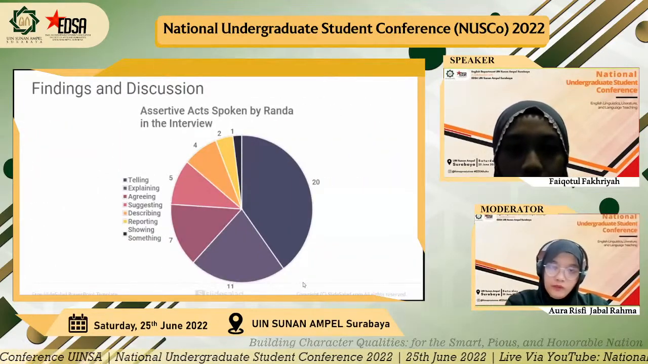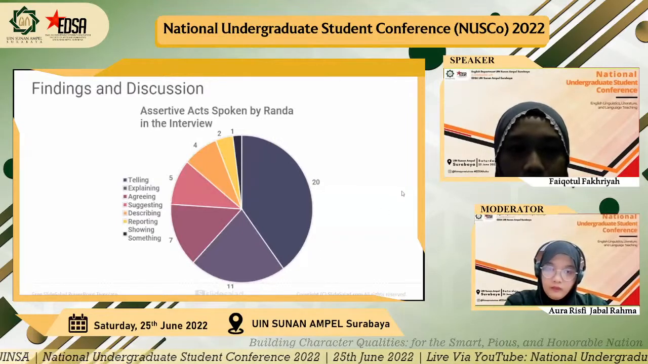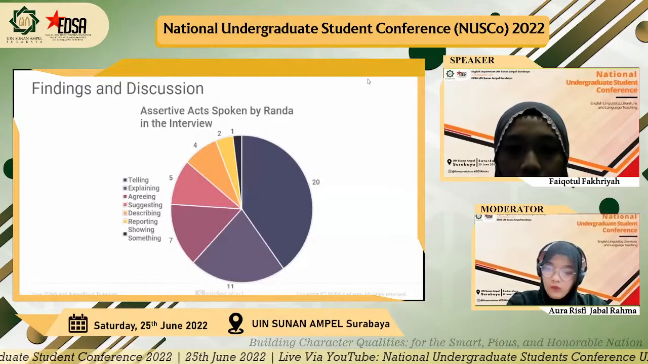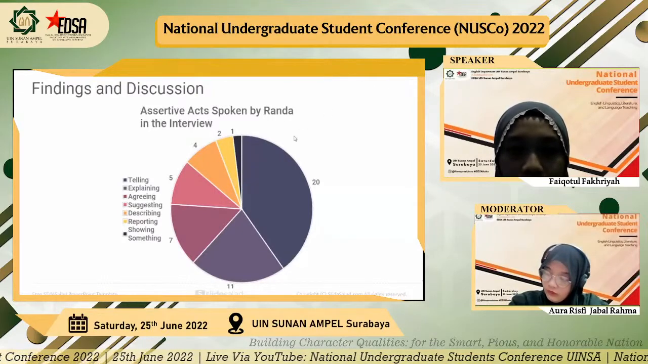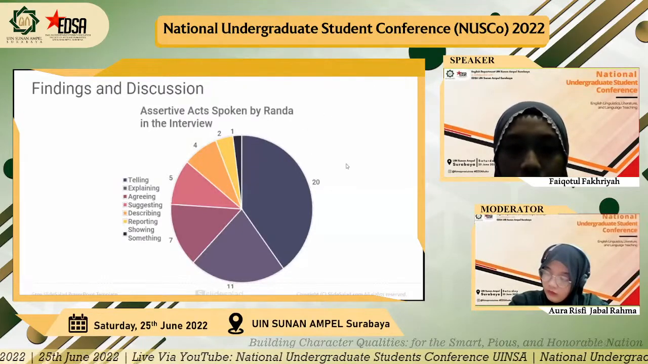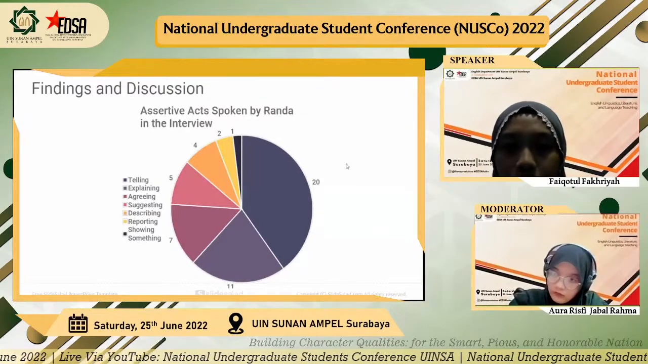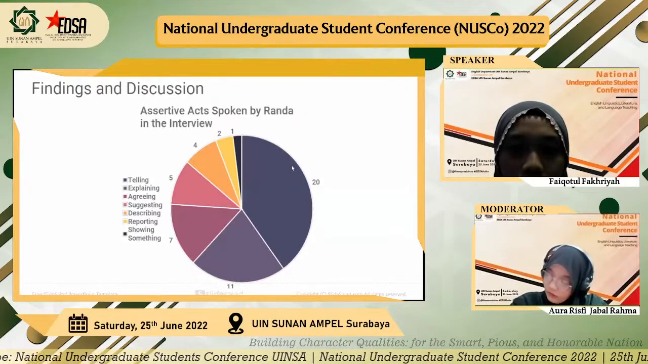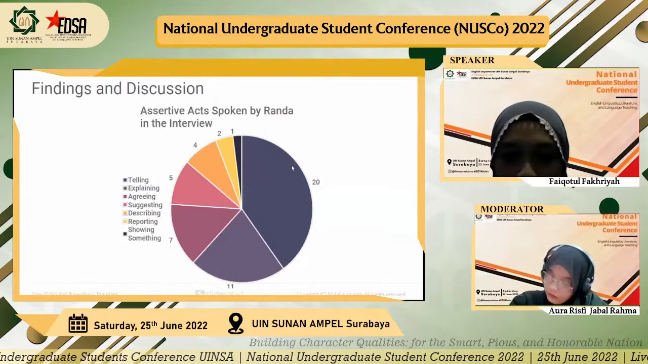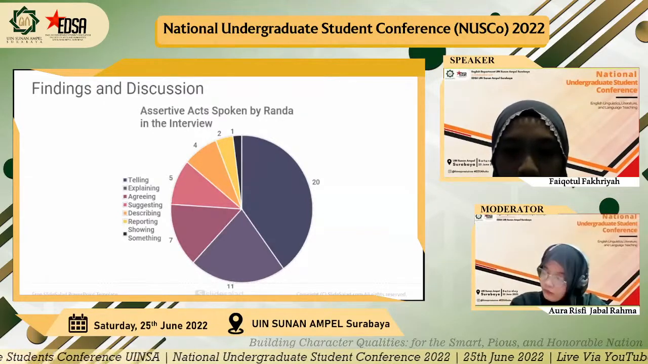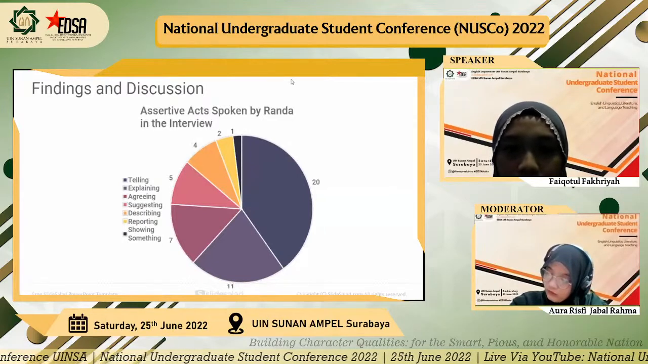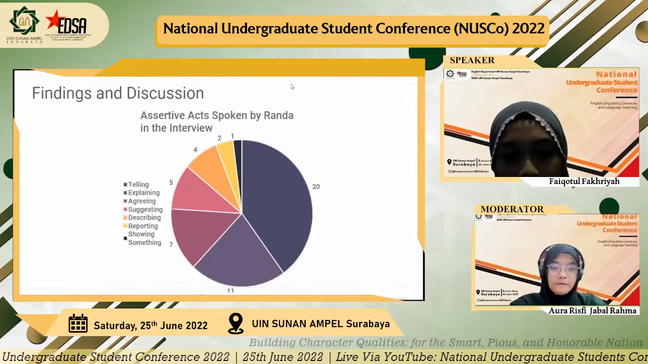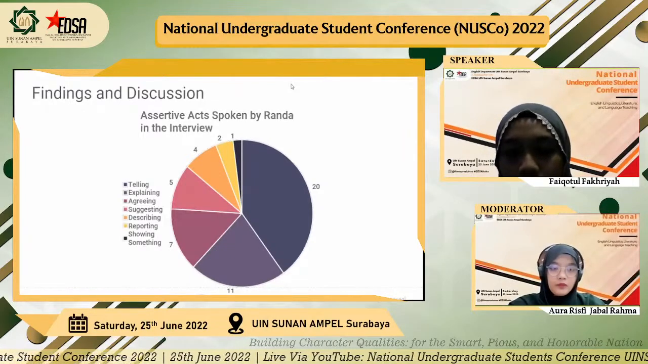We're moving into the findings and discussion. So as we can see on the chart, in this study, the total turn of both the interviewer and Randa Abdel-Fattah is 130 turns. And as you can see, the most dominant spoken assertive act is telling, with the least spoken being the showing something act.